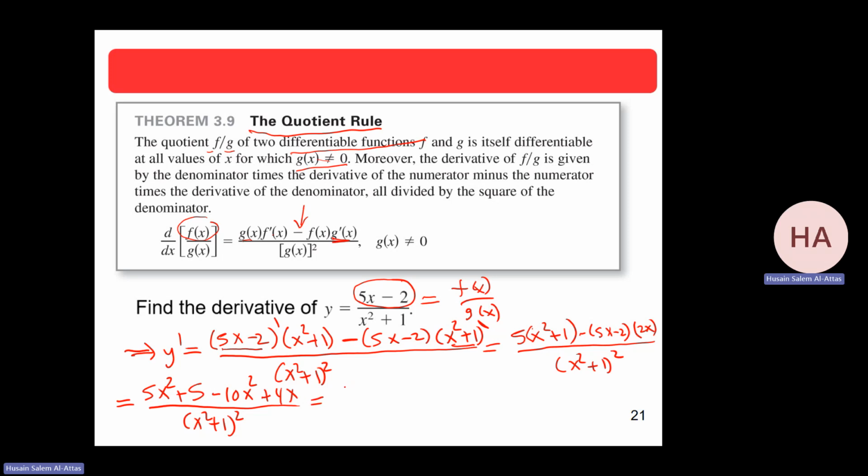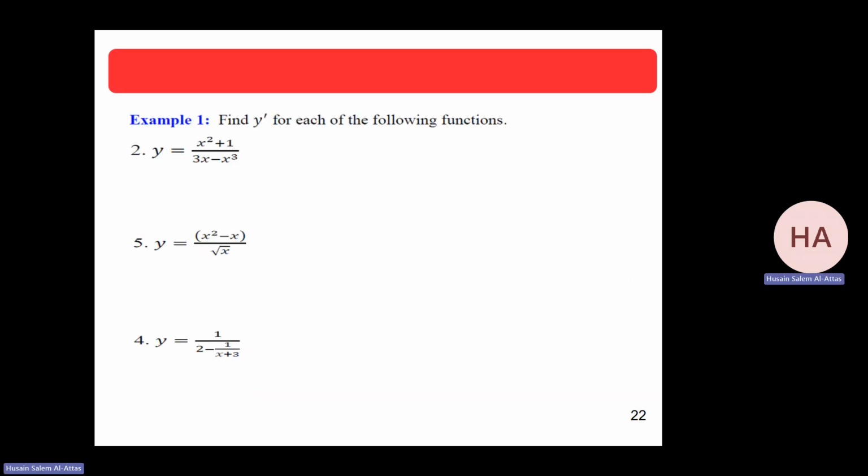So that gives me minus 5x squared plus 4x plus 5 over x squared plus 1 all squared, and that will be my answer. Let's do another problem.